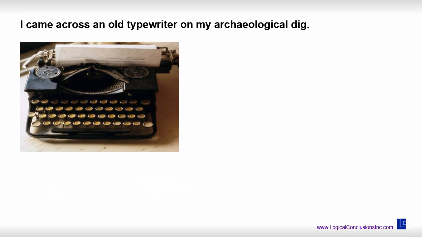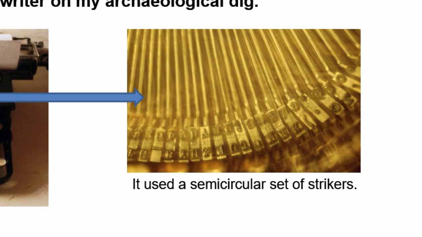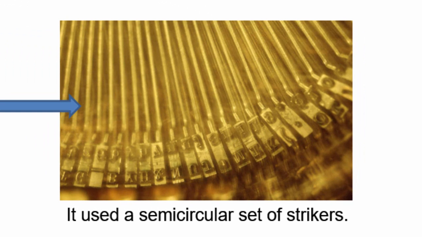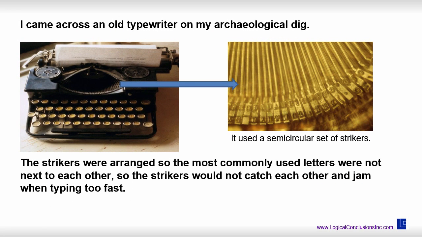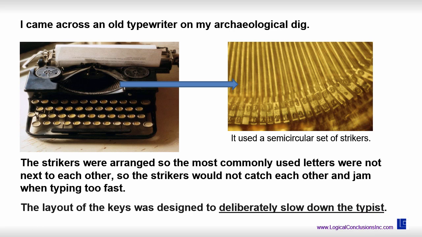Notice I'm bilingual now. The old manual typewriter used a semicircular set of strikers, each striker having a character on it that would hit the paper at a central spot. The strikers were arranged so that the most commonly used letters were not next to each other, so the strikers would not catch each other and jam when typing too fast. The layout of the keys was designed to deliberately slow down the typist.